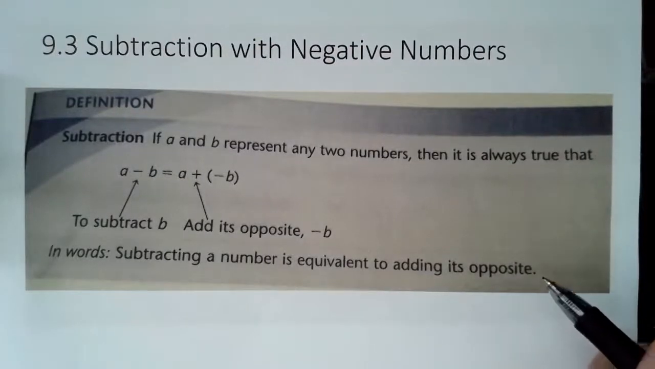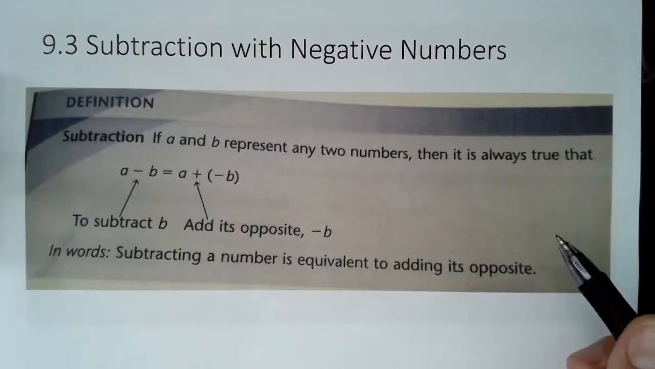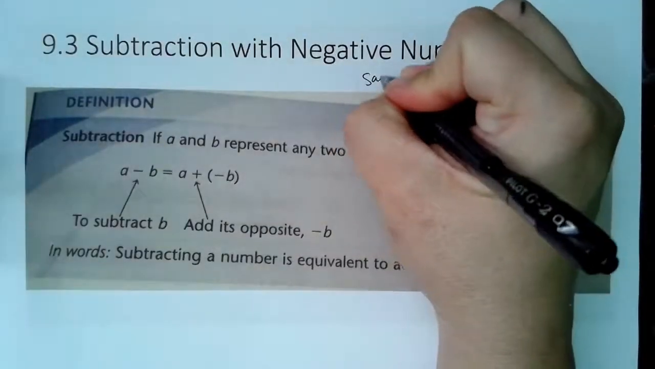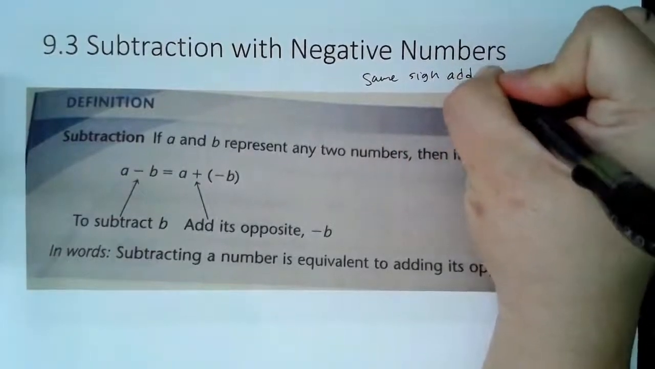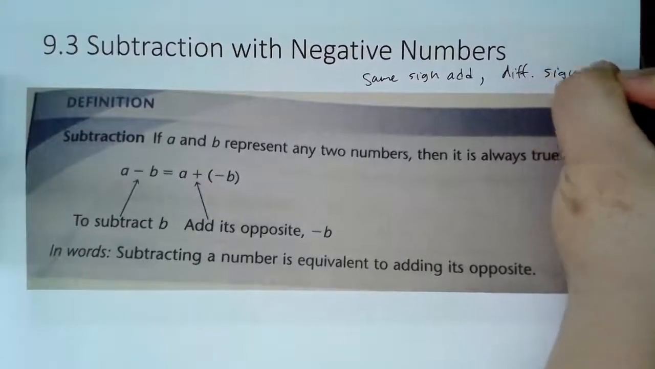Okay, welcome back. Section 9.3, subtraction with negative numbers. Again, remember, 9.2 and 9.3, you can kind of combine in your mind by thinking, okay, I'm combining numbers. When do I add? When do I subtract? And remember, it was same sign, add, keep the sign, and then different signs, subtract.